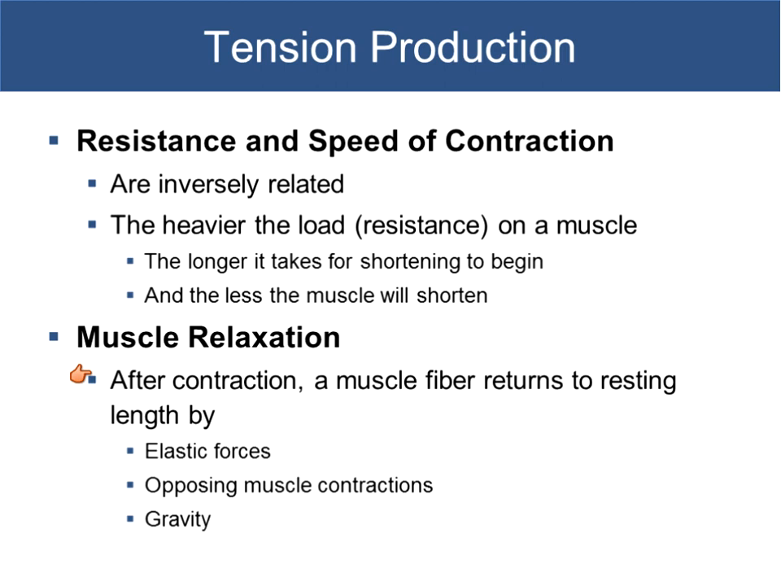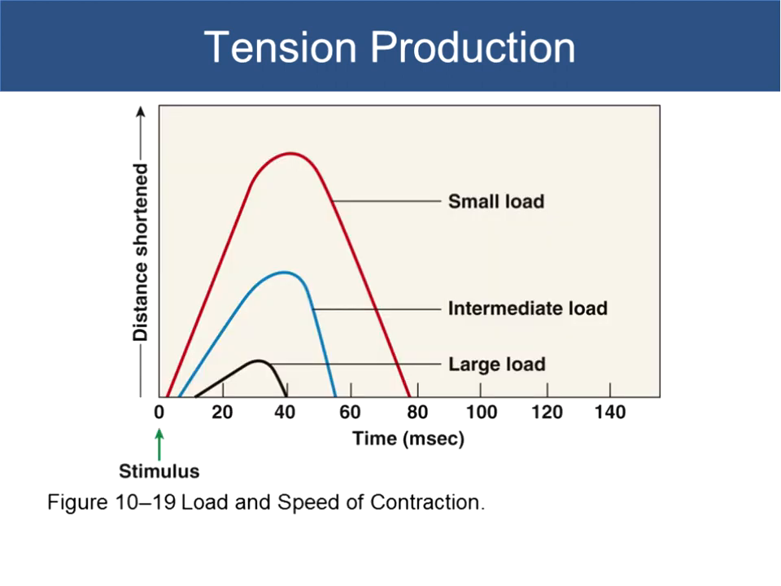And muscle relaxation: after a contraction, that muscle fiber goes to its resting length by the elastic forces of your tendons at the end of those muscles. Then there's the opposing muscle contraction, so where your bicep is contracting, your triceps is relaxing, and vice versa, where your biceps is relaxing, your triceps is contracting, and also because of the job and the role of gravity.